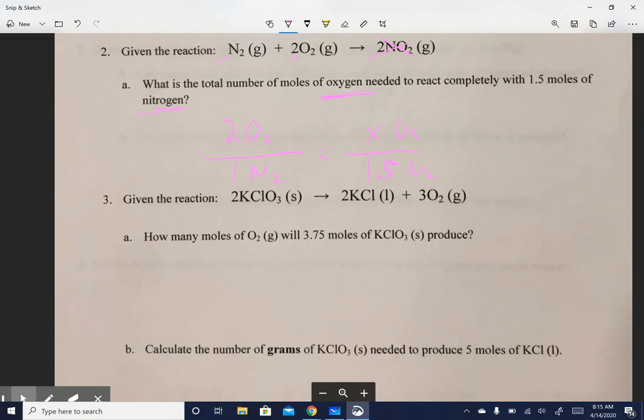So if we know 2 reacts with 1, then how many moles react with 1.5? If we turn the 1 into a 1.5, then the 2 is going to increase as well. So we cross multiply, X equals 2 times 1.5, 3 moles. That's the answer for number 2A. 3 moles of O2.